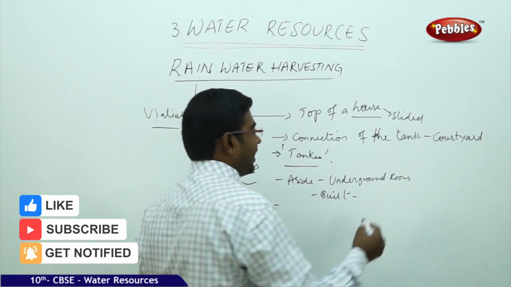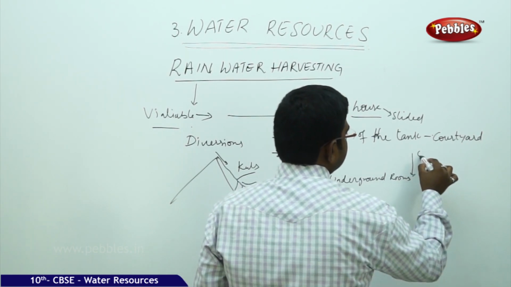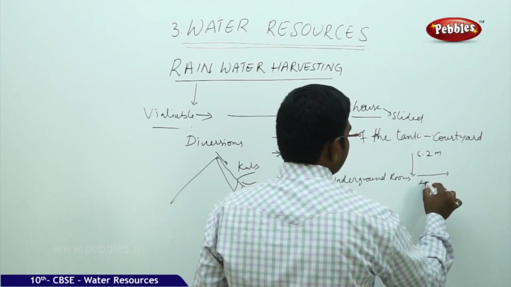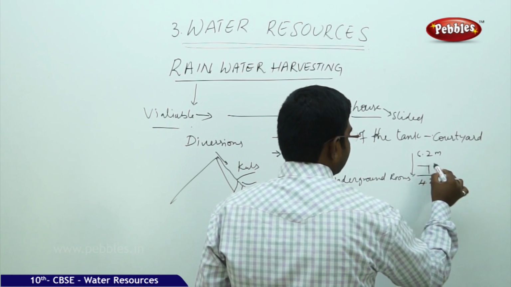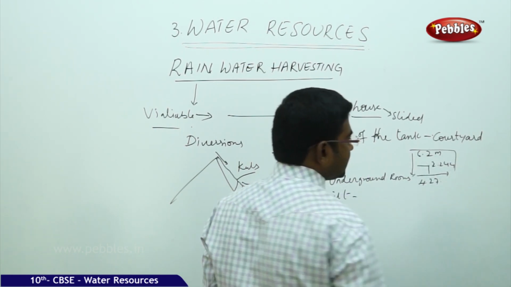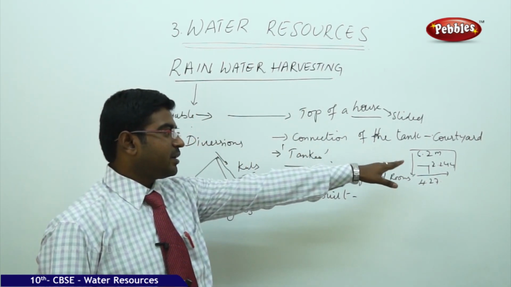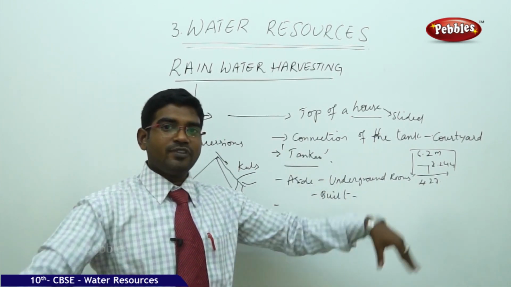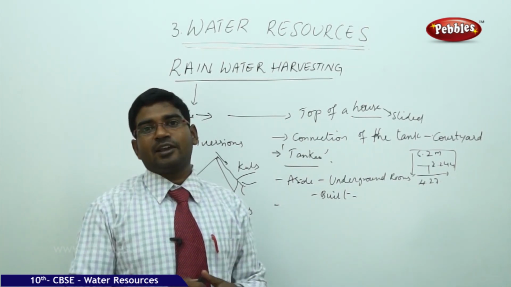Tankas are actually having a depth of 6.2 meters, a length of 62 meters, a breadth of 4.27 meters, and a width of 2.24 meters. So this is a well planned structure, so that you can collect the entire water.